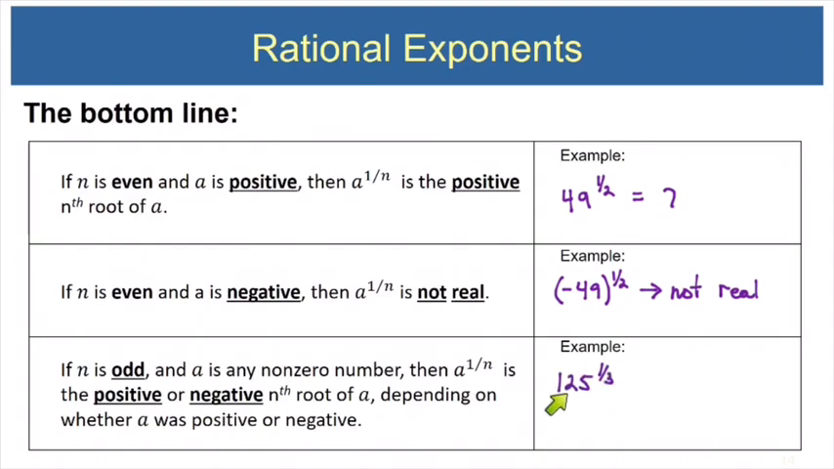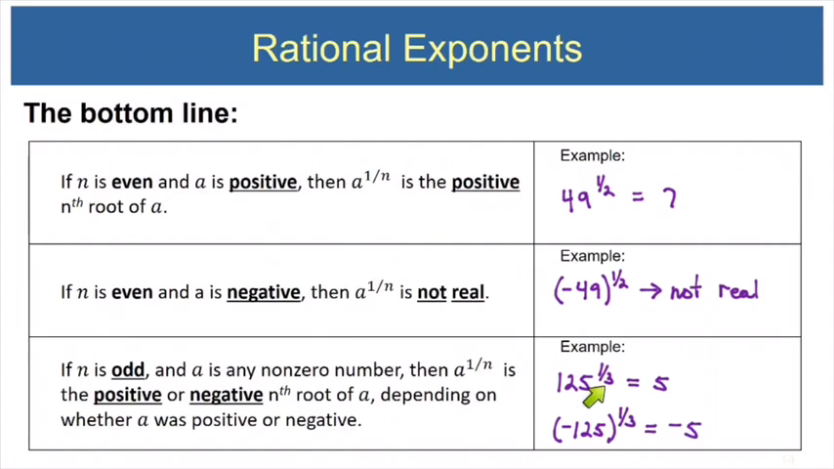So for example, if we had 125 to the 1/3 power, well, we're looking for a number whose third power is 125. So of course that number is 5. And if we have negative 125 to the 1/3 power, we're looking for a number whose third power is negative 125. And of course that number is negative 5, no problem.